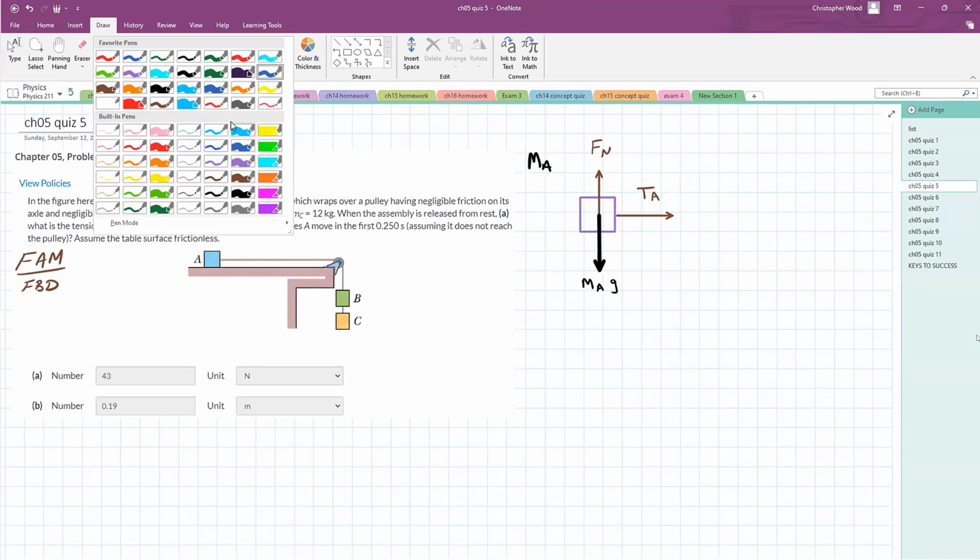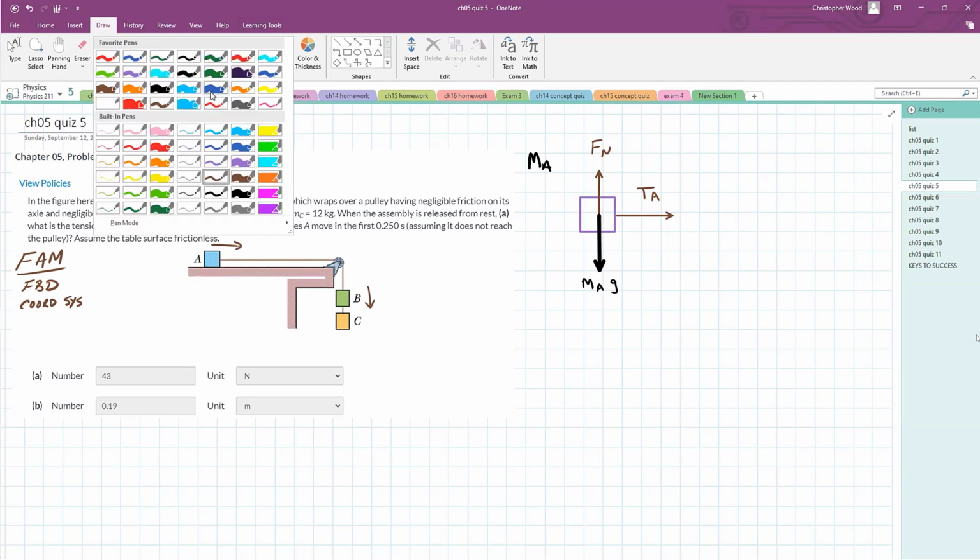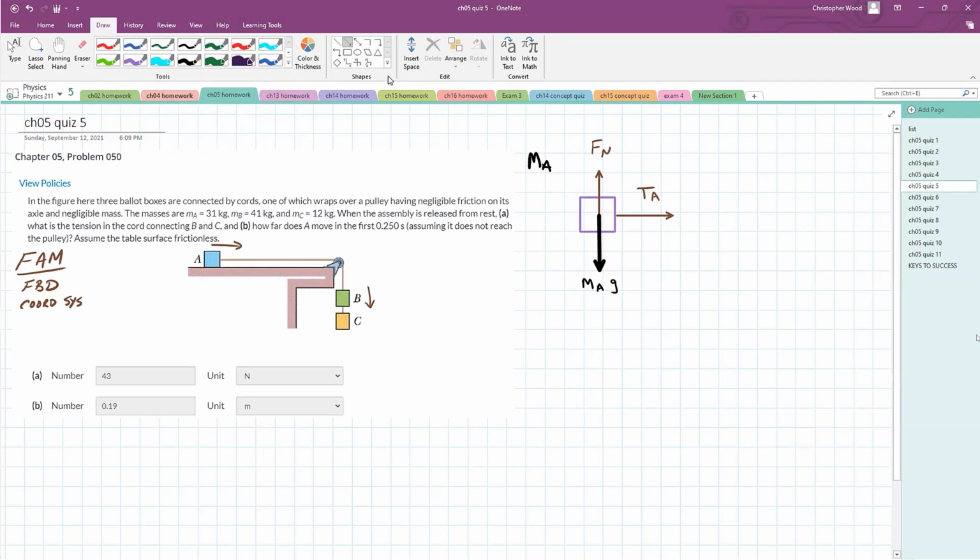Free body diagram, coordinate system. So this is where you ask yourself, do you know anything about acceleration? And yes, I can say one thing for sure. If there's an acceleration, then the acceleration has to be in that direction for mass A, and it has to be in this direction for B and C. So I'm going to use that knowledge of acceleration. And if you didn't know it, you would just guess. I'm going to guess it's that way. All right, so this is it. I'm going to call this plus x. That's my coordinate system.